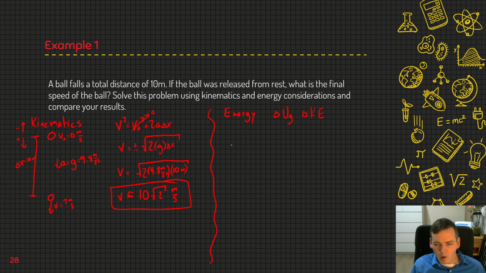And because there's no objects pushing or pulling on that ball except for the earth, and we've included the earth in our system, we know that this is a closed system. So delta UG plus delta KE will equal 0. So delta UG is equal to negative delta KE.